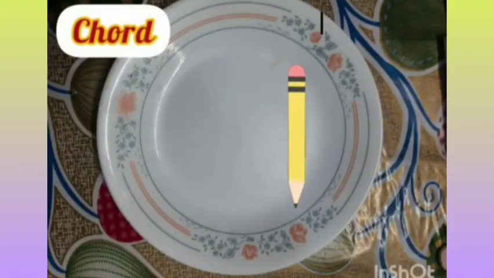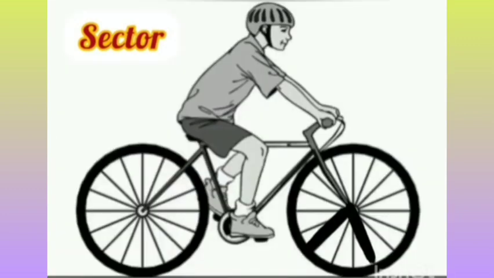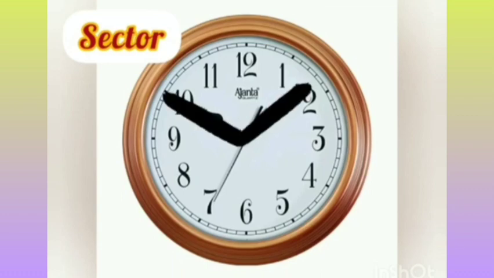We can use a pencil or a scale and keep it on the circle in such a way that it touches the circumference of the circle so that we get a chord to the circle. Sectors of a circle. We can find examples of sectors in the tires of a cycle. Here we can clearly see that the tires of a cycle make sectors. We can also see sectors in the hands of a clock.